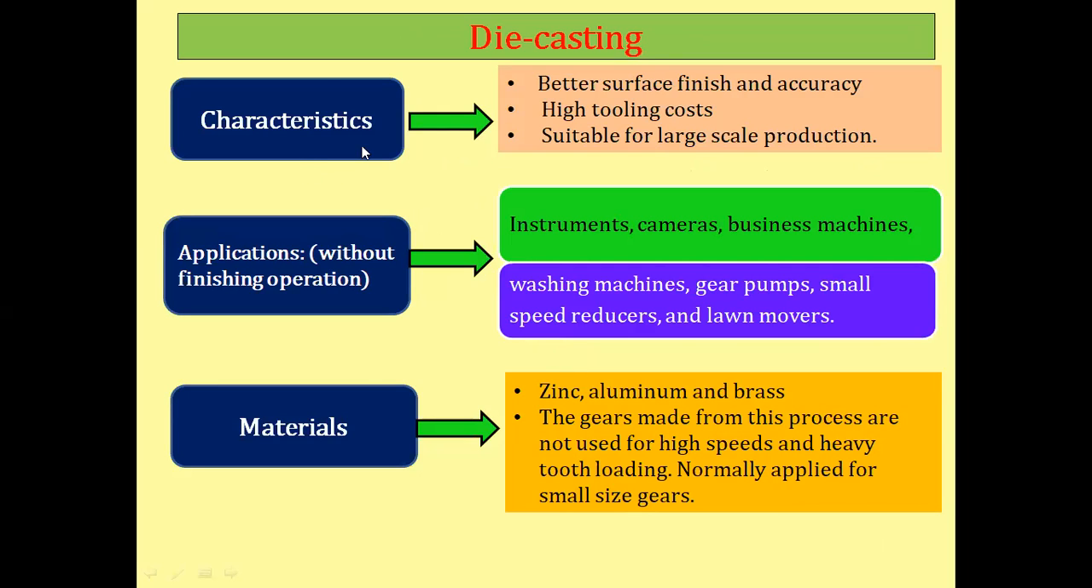Now, the characteristics of this die casting are better surface finish and accuracy, high tooling cost, and suitability for large scale production. Applications without finishing are directly in instruments, cameras, and business machines. The second one is the washing machine, gear pumps, small speed reducers, and lawn mowers. That means all small size gears used in these applications are manufactured by the die casting process. And the materials used for die casting are zinc, aluminum, and brass.